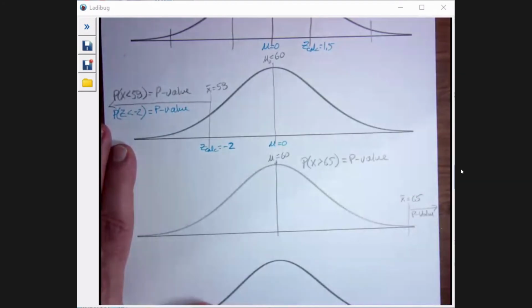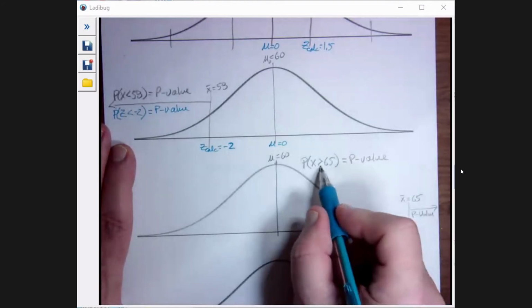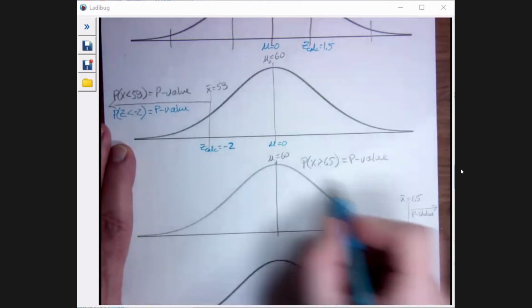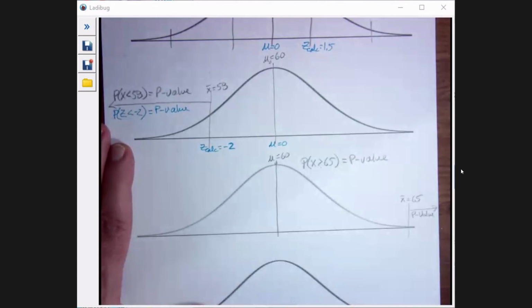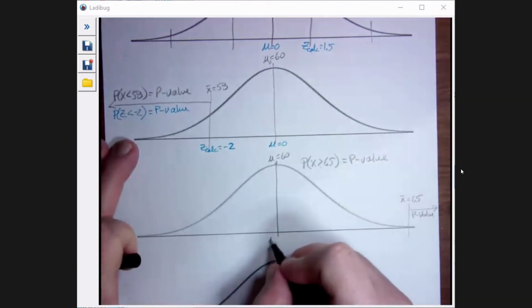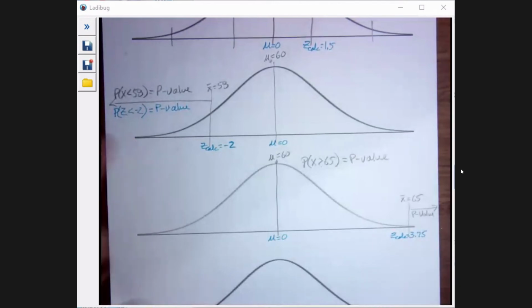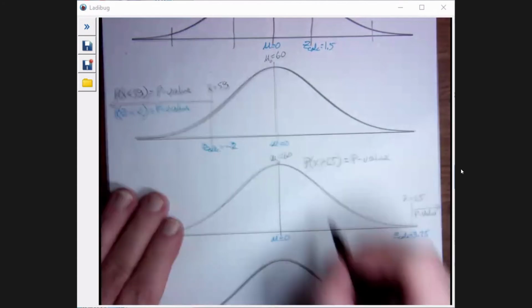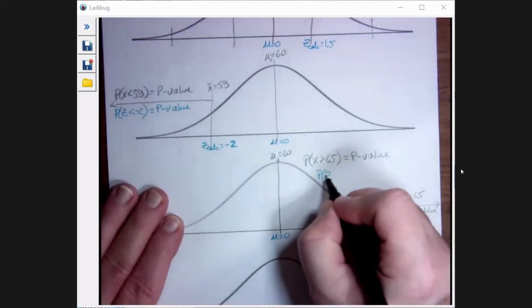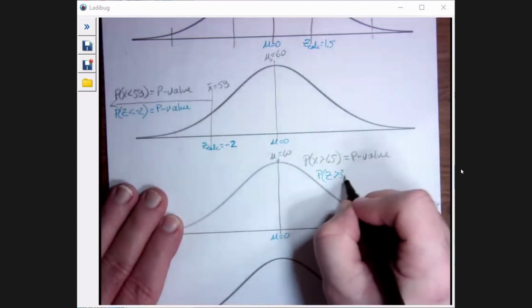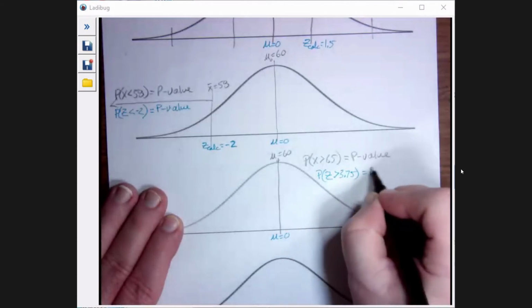And so can I do a greater than? No, so I'm going to have to do the complement. So let's convert our numbers to standard normal numbers. Our mean is 0. And we already computed the z-calc is 3.75. So what we're trying to find out is the probability that we get a z-value greater than 3.75, and that's our p-value.